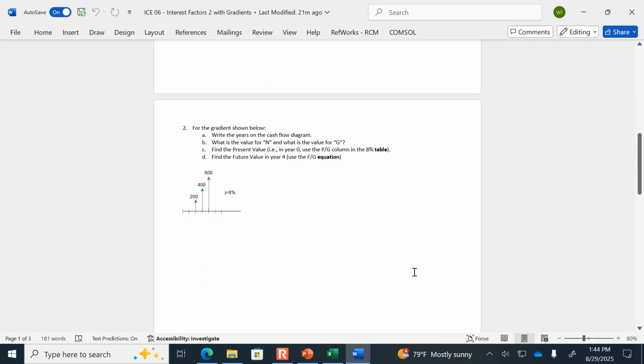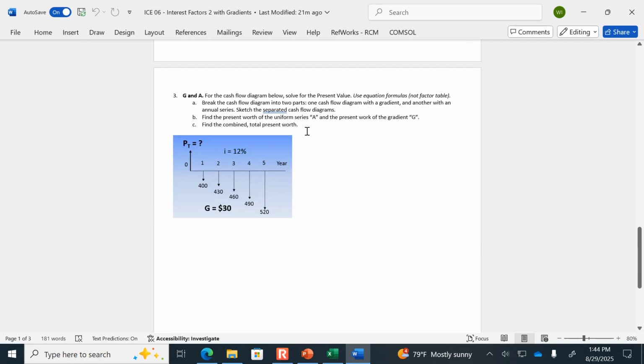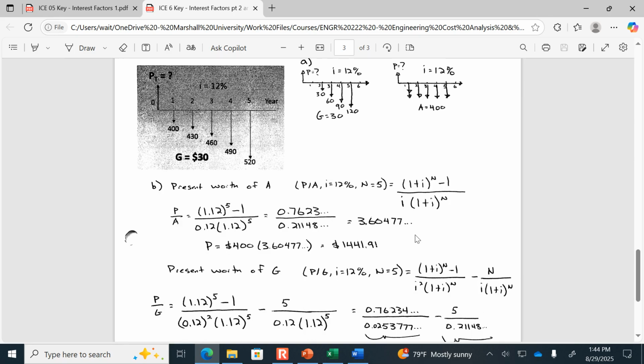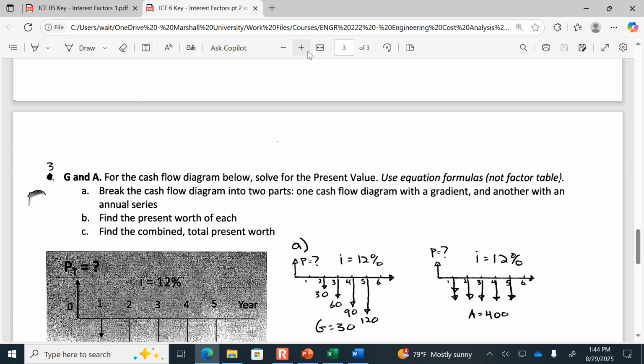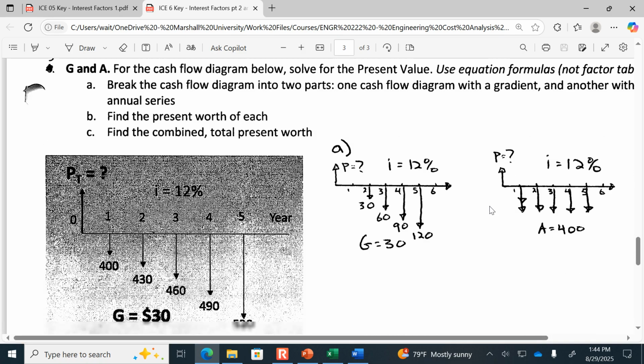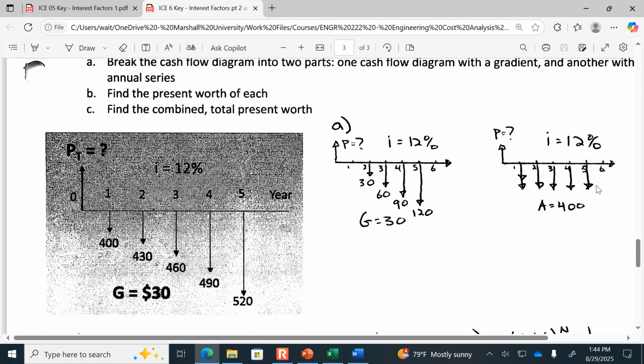Okay, so part 3, we've got this cash flow diagram that's an annual series and a gradient. Both of them are there. If you split off, just make 2 different drawings, then it's going to look like, here's an annual series where the A is 400, and then there's also a gradient where G is 30. So just find the present value of those 2 parts and then add them together.